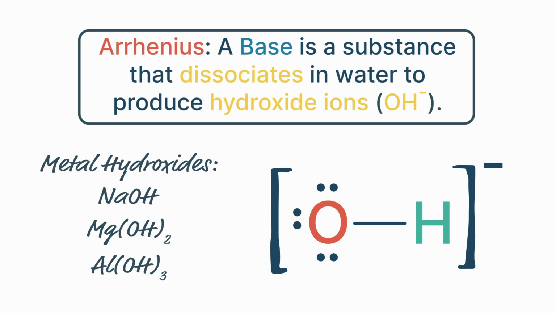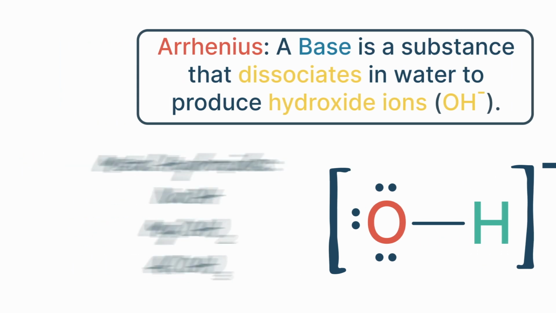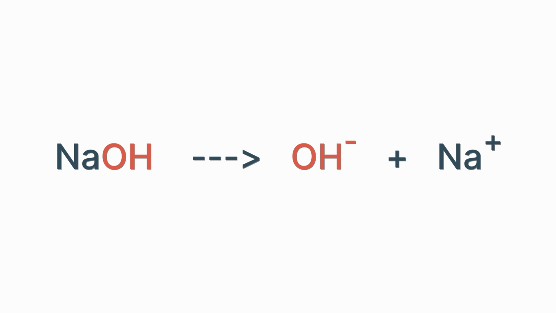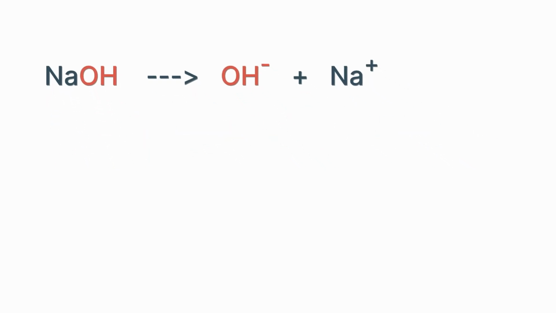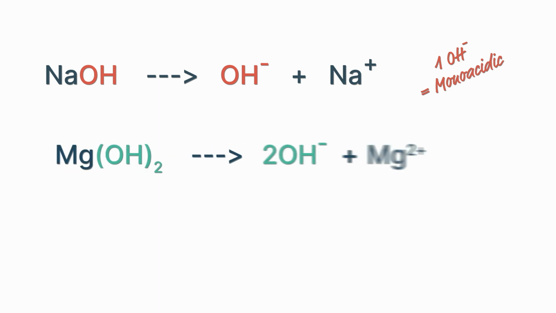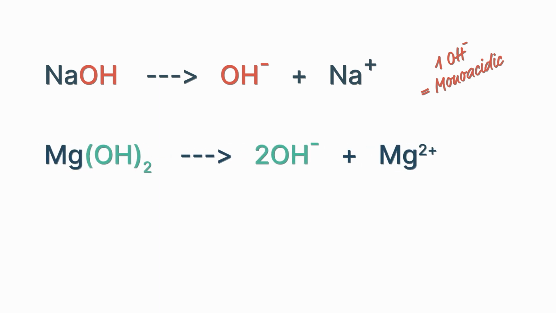Metal hydroxides are ionic compounds, and so they will exist in the form of ionic lattices. If we dissolve sodium hydroxide in water then, it will dissociate to give 1 mole of sodium ions and 1 mole of hydroxide ions. We therefore would refer to sodium hydroxide as being a monoacidic base. Other examples of hydroxide bases include magnesium hydroxide, Mg(OH)2. Magnesium hydroxide dissociates to release 2 moles of hydroxide ions for every mole of magnesium hydroxide, and so we would refer to it as being diacidic.